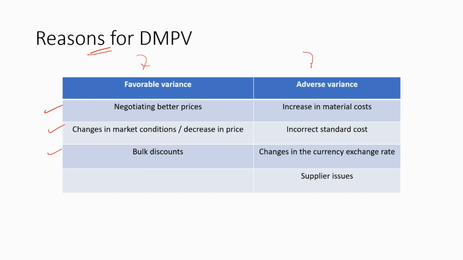And on the other hand, adverse variances: increase in material costs, incorrect standard cost, changes in the currency exchange rate, supplier issues. These will result in adverse variances under direct material price variance. As we discussed earlier, direct material total variance can be divided into two parts: direct material usage variance and direct material price variance. So, this equation will provide a relationship between each of these variances.